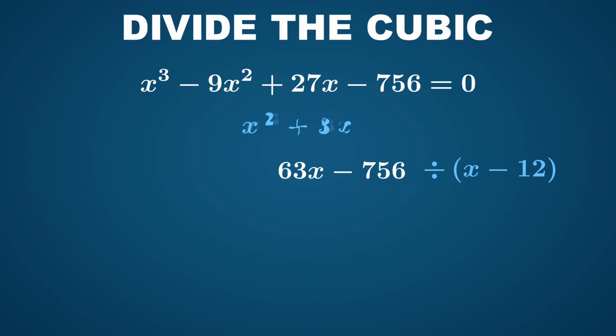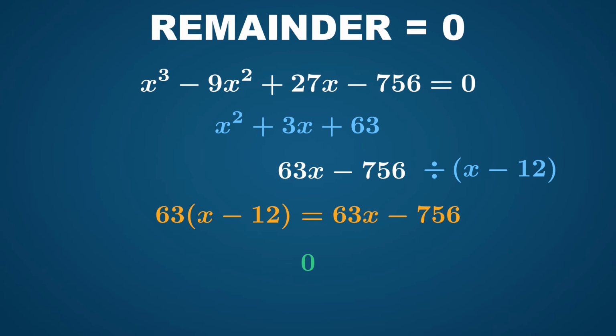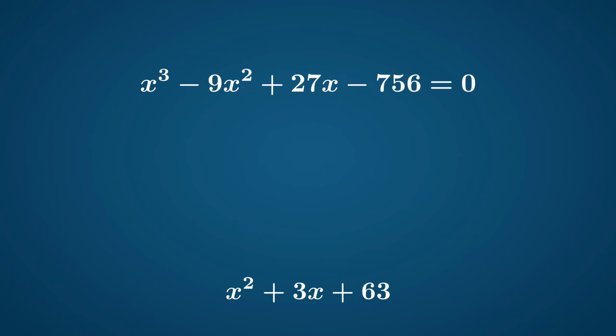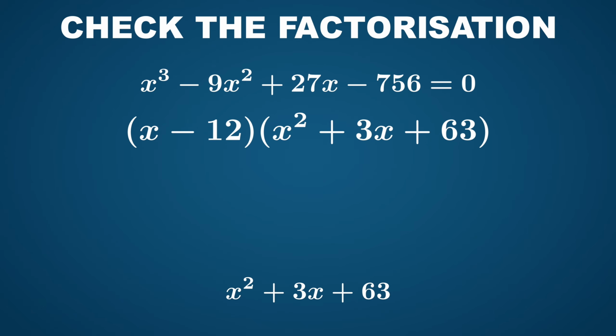756. Dividing 63x by x, the final quotient term is 63. And 63 times x minus 12 is exactly 63x minus 756. That last subtraction leaves nothing, so the remainder is 0. A zero remainder is exactly what a true factor leaves behind. The quotient we have found is x squared plus 3x plus 63. So the cubic is x minus 12 times x squared plus 3x plus 63.